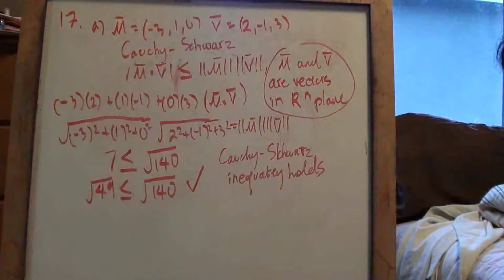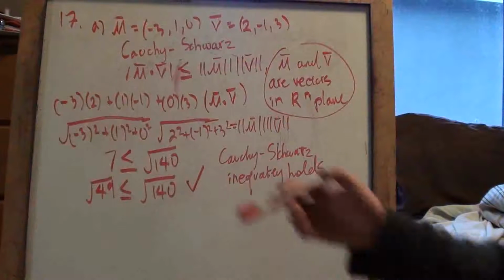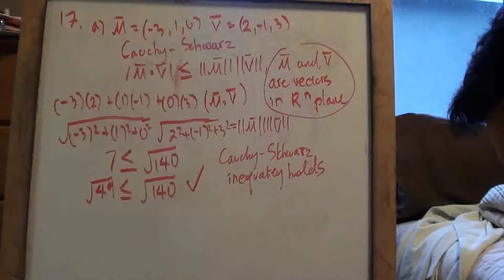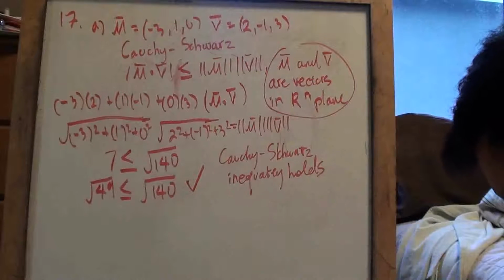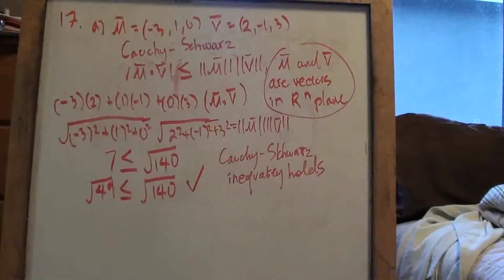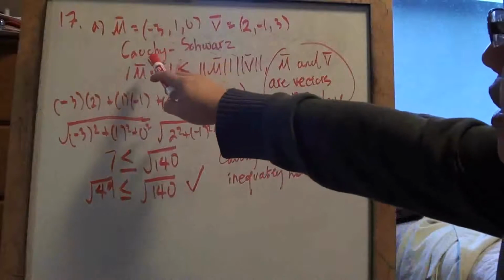Okay, so this is the last question. 17a. So we have these two vectors, and what does the question say? The question is just asking to verify that the Cauchy-Schwarz inequality holds. Now, what does that exactly mean?